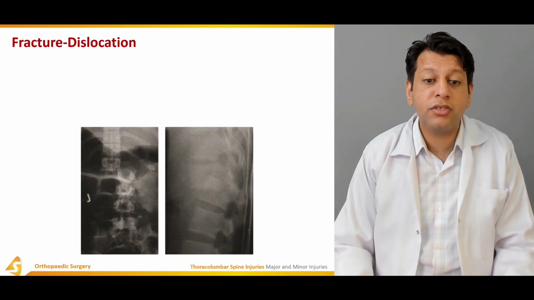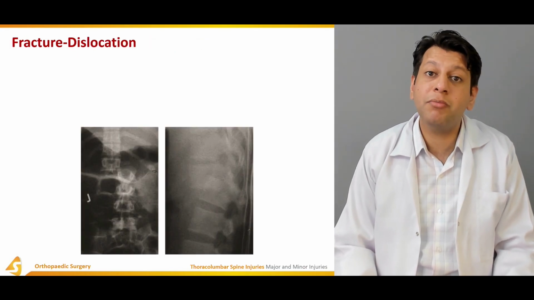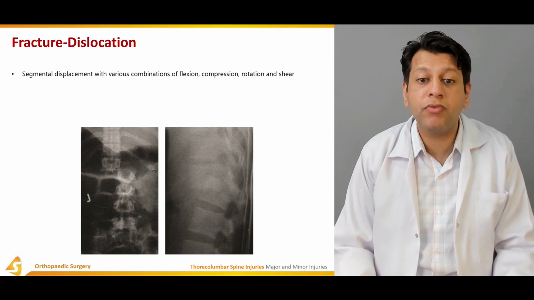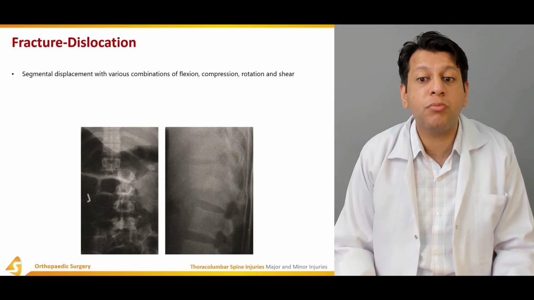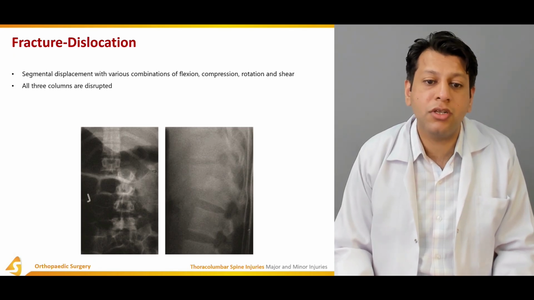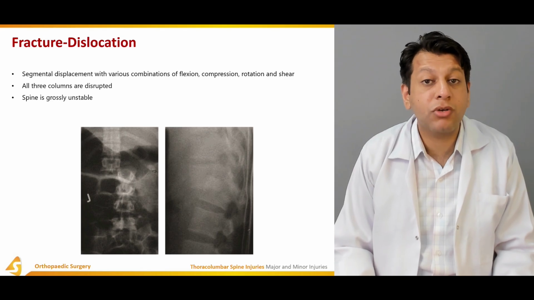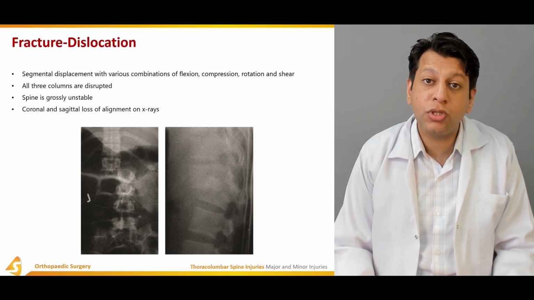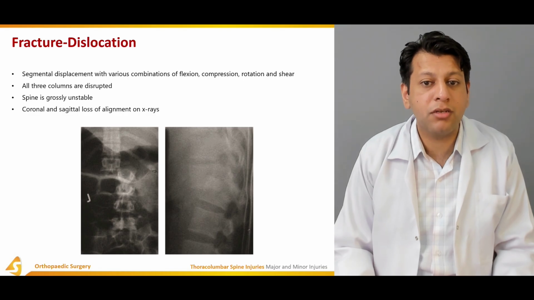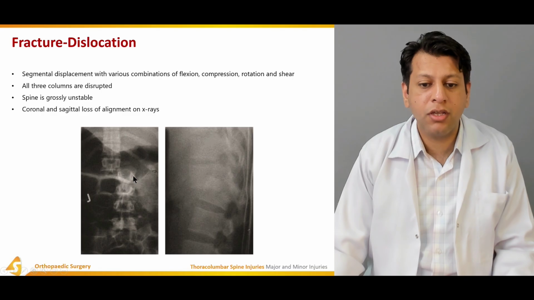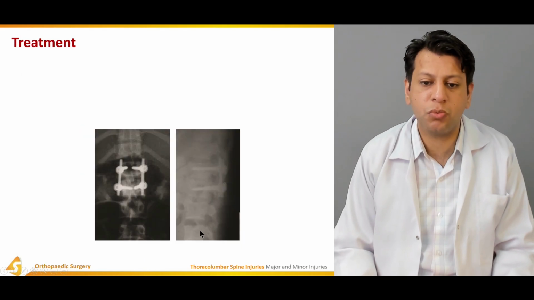Now coming to the fracture dislocation, these are the classical type C injuries, with segmental displacement and various combinations of flexion, compression, rotation, and shear injuries. All three columns are actually disrupted. The spine is grossly unstable in both the coronal as well as the sagittal planes. If you see this X-ray, you can appreciate translation in the AP view, that is the coronal view, and if you see the lateral view, this is also grossly unstable in the sagittal plane as well.